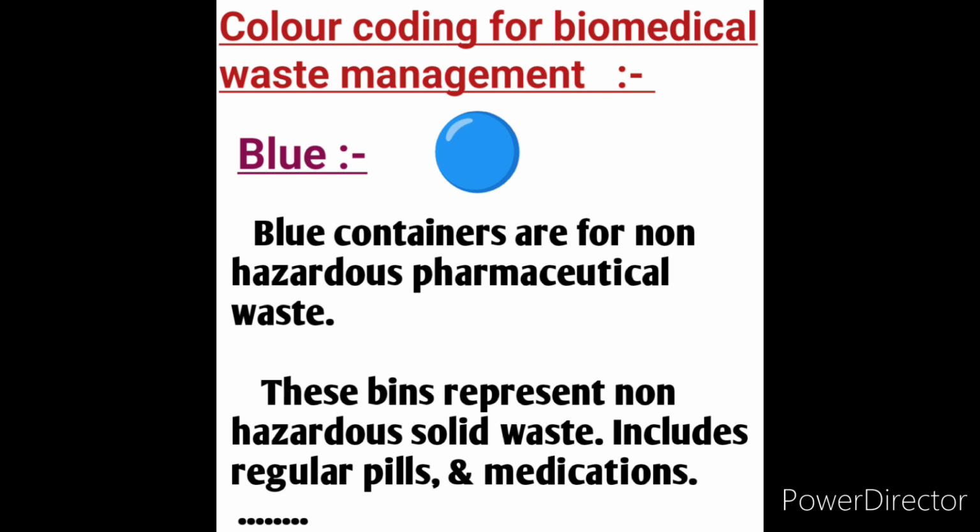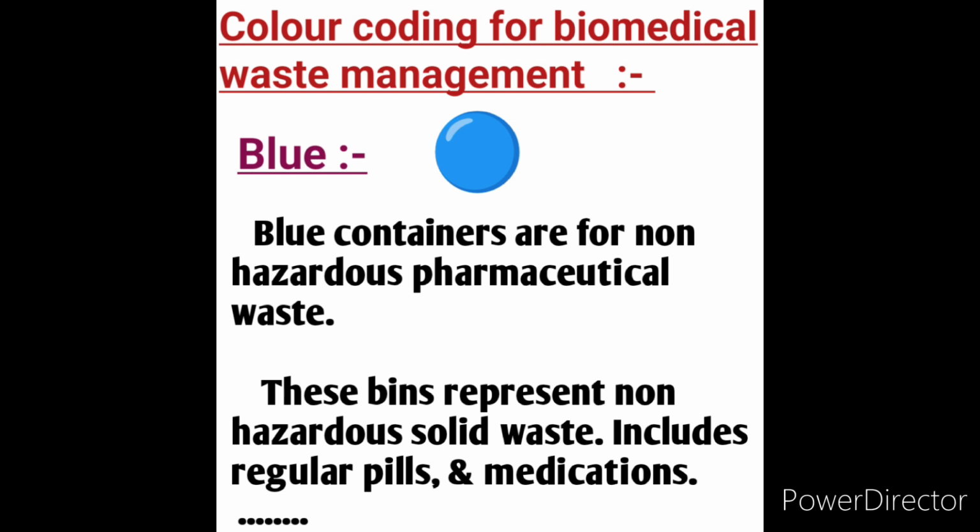Blue bin containers are for non-hazardous pharmaceutical waste and also traditional recyclables such as bottles, cans, plastic, and organic waste such as paper, cardboard. Medical glass waste we can also discard in the blue bin. Additionally, we will discuss briefly the black color code. The black colored containers are for biomedical waste management.